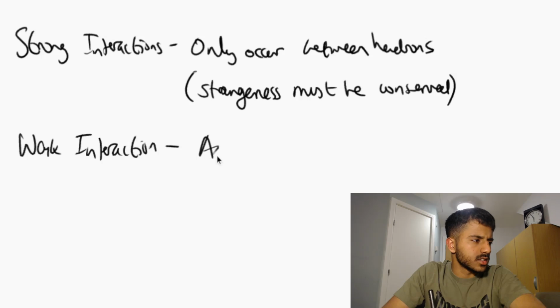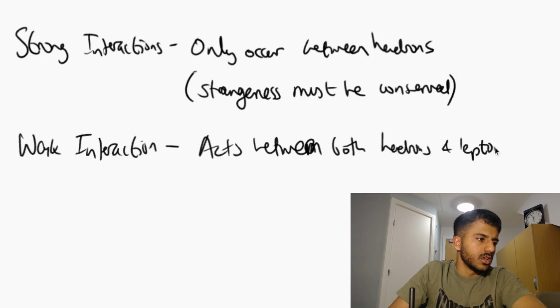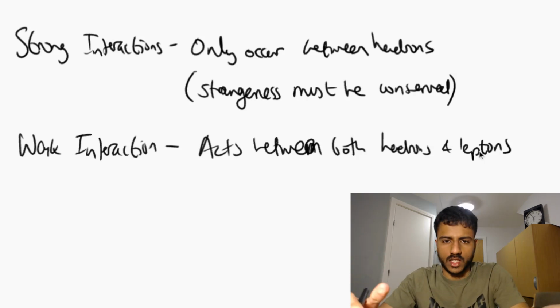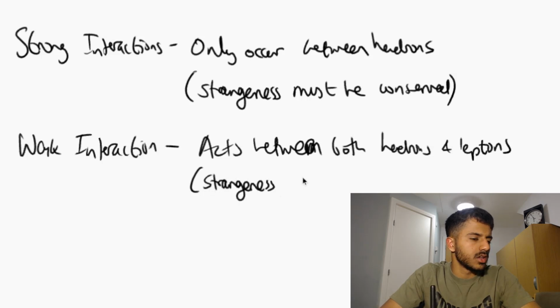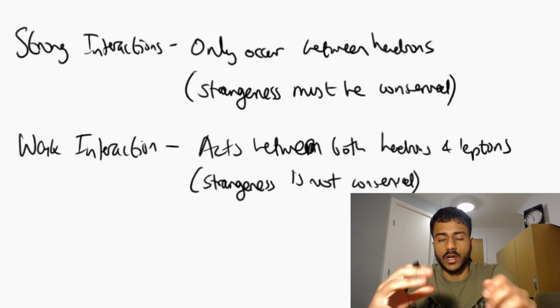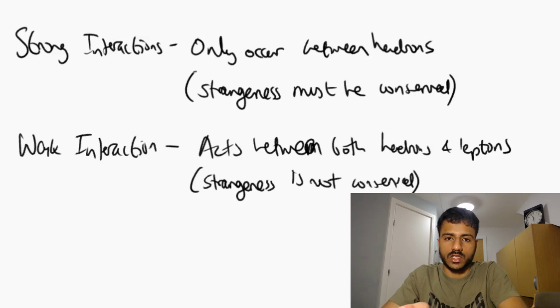And this acts between both hadrons and leptons. So basically, if you see any leptons in a decay equation, it has to be the weak interaction. If the weak interaction is responsible, then strangeness is not conserved. So if you have a +1 or a -1 strangeness at the beginning, it will typically go to 0 strangeness at the end.